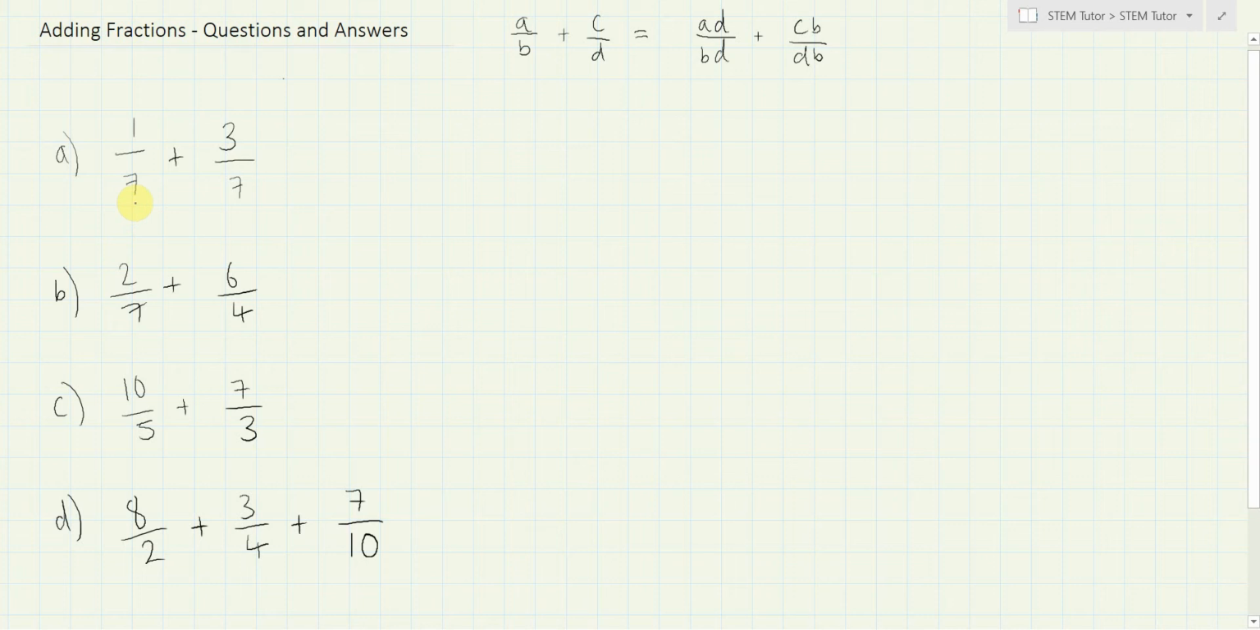The first type is with the denominator, so the number at the bottom, the same, so in this case it's 7. And you have a different case where the denominator is different. So in this case we have 7 and 4.